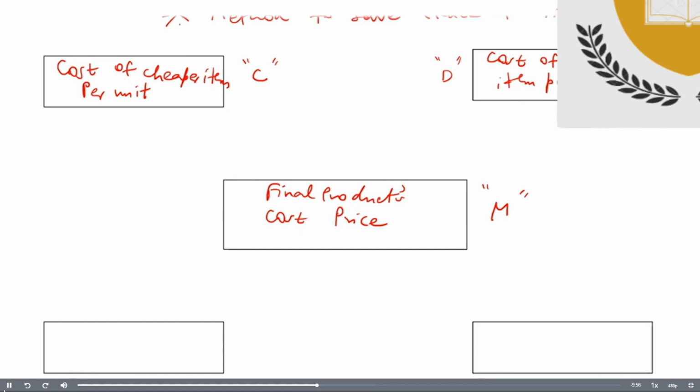And then here you will have the quantity of the cheaper item, that would be D minus M. And here the quantity of the dearer item, that is C minus M. So: quantity of cheaper item, quantity of dearer item.